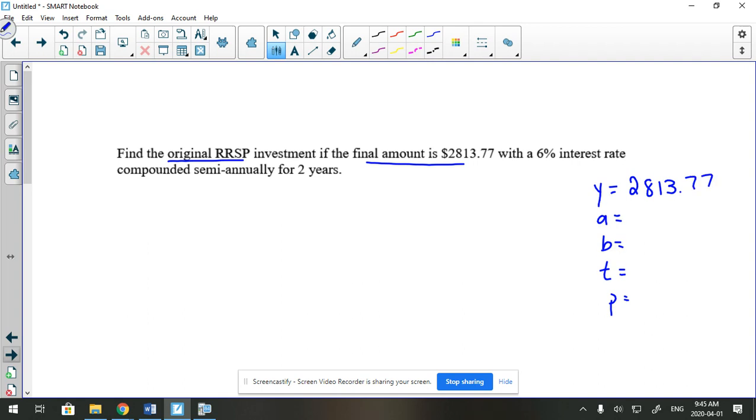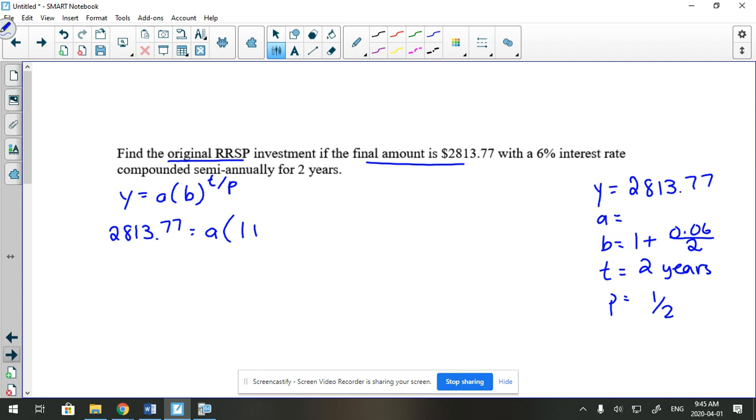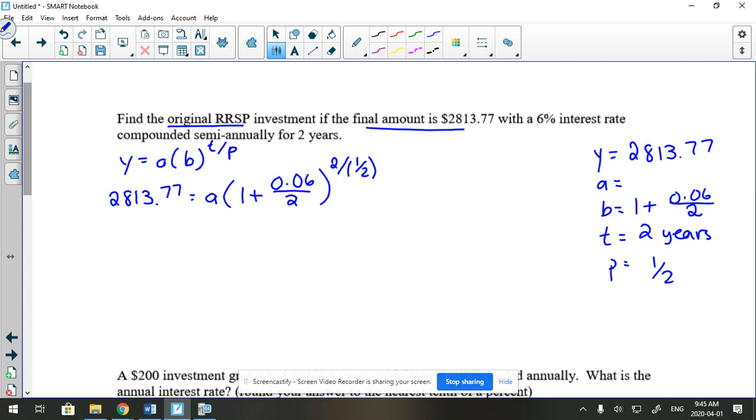It tells me it's a 6% interest rate, compounded semi-annually. Semi-annually means 2. So now I know my B and my P values. And my total time is 2 years. Now I want to figure out my A, my initial amount. So plug in what you know. That's half the battle. Okay, and now I'm going to try and simplify as much as I can right off the bat because it makes my life a little bit easier with rearranging.